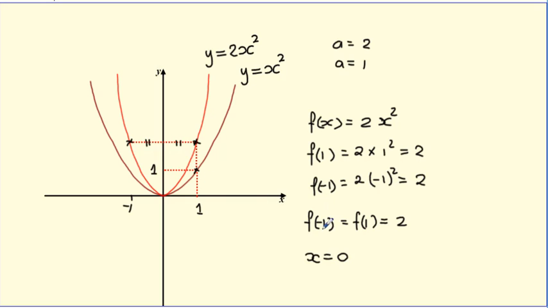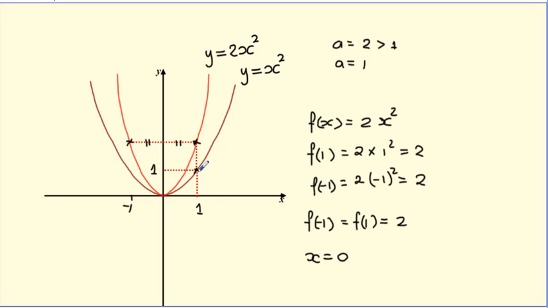But summarizing what you see here, since we look at a equals 2, we must notice that 2 is greater than 1. You can see actually that the graph grows up fast.